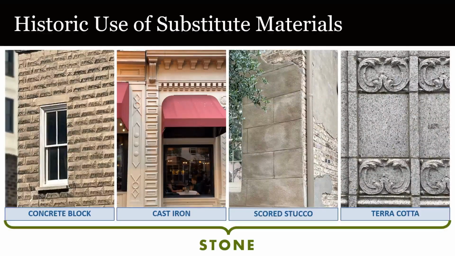With that in mind, let's step back and consider where the concept of substitute materials comes from. There's a long and well-documented history of using affordable and common materials to imitate more expensive or rare ones. As an example, these images show 4 different types of historic materials that were commonly used as a substitute for carved stone. Starting at the far left image is an example of concrete block cast to mimic quarried stone. Metal products like cast iron, seen in the second image, were commonly used in storefronts across the country. Scored stucco on a brick structure was another way to cheaply imitate stone facades. And lastly, terracotta with varying glazing techniques provided a lightweight alternative to stone.